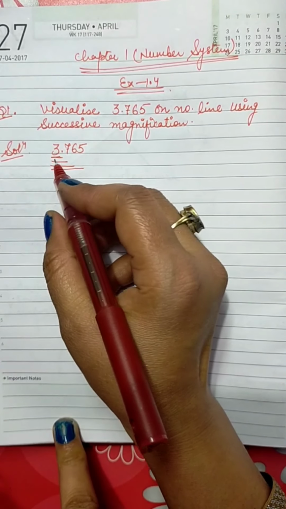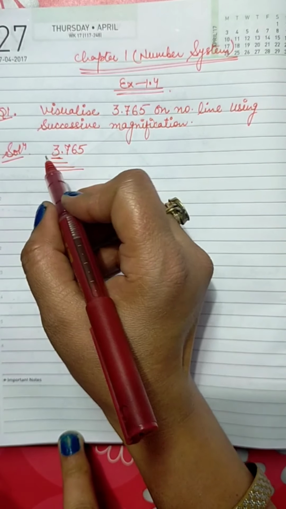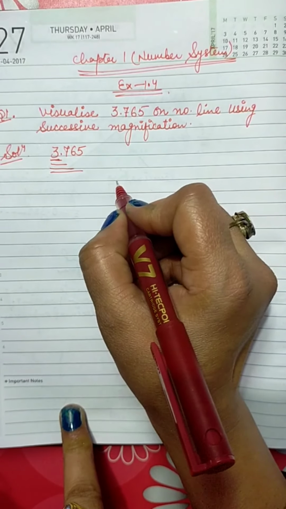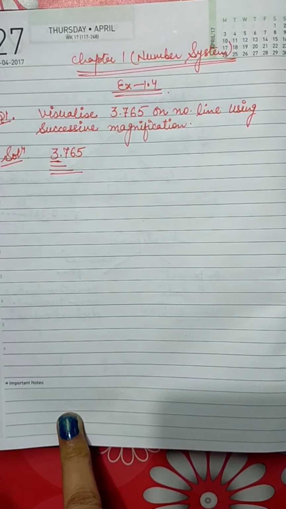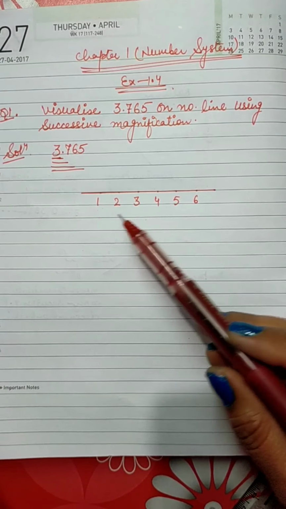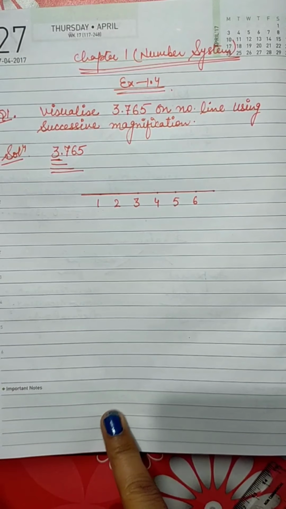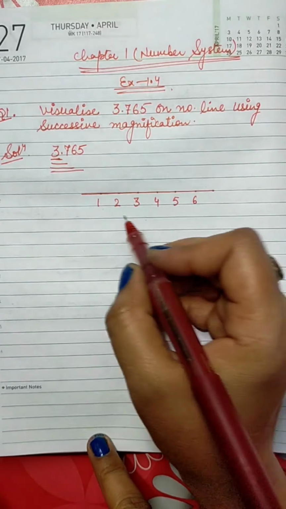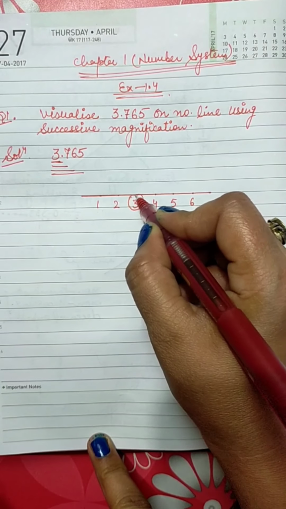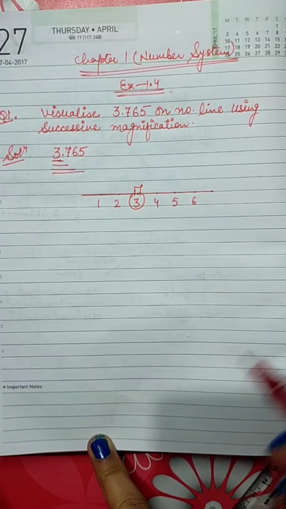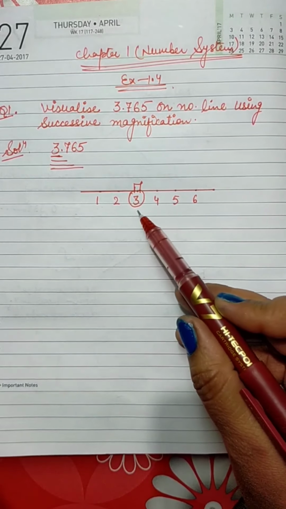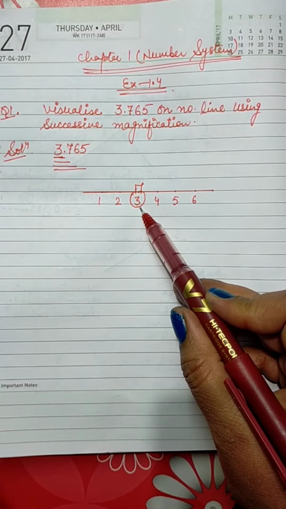So you all know that 3 comes in between 2 and 4. So first of all we will be drawing a number line here. It's a number line with some digits written over it. We have to magnify 3, and we know 3 lies between 2 and 4. So this is how we are going to magnify it. You can use any symbol. I'm using a lens over here. So we have magnified 3.